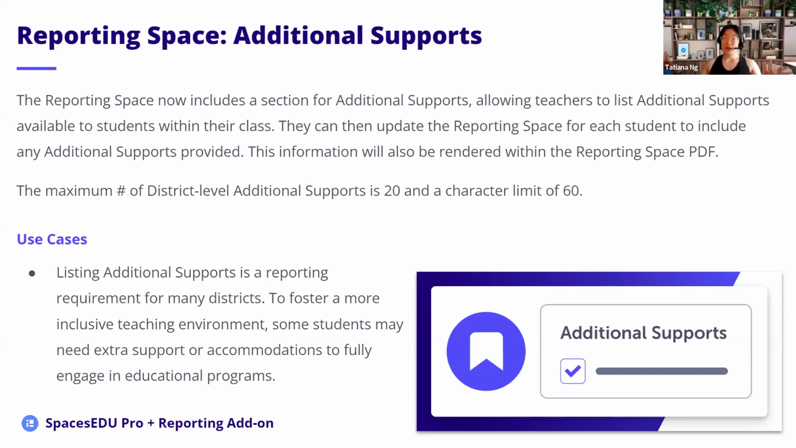As a district, you are able to add up to 20 additional supports in the back end with a character limit of 60. So this really allows you to support or meet those reporting requirements, and that is the case for many of our districts. And we know that some students may need that extra support or accommodations, and we wanted to make sure that was made available within the reporting space student summary printout.